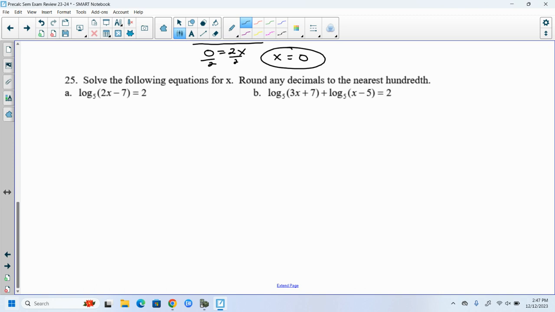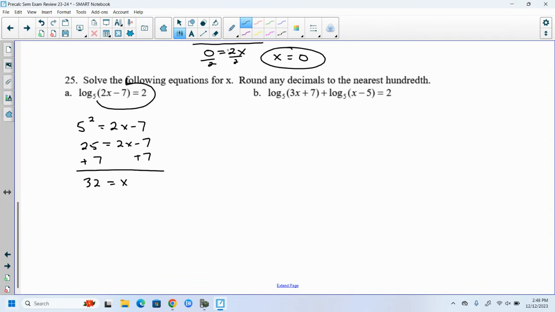All right, 25, A and B. I did have a few people miss either one or both of these type of problems in the last test we had, chapter 4. Mainly because you forgot to swoop. When we rewrite it, you cannot just make this 2x minus 7 equals 2. You have got to remember, we're going to convert this to exponential form, which means 5 is my base, 2 is my power, and it equals 2x minus 7. So I have to set it up like that. That becomes 25 equals 2x minus 7. Add 7. 32 equals 2x.